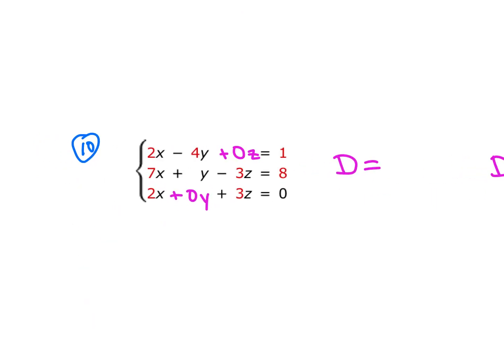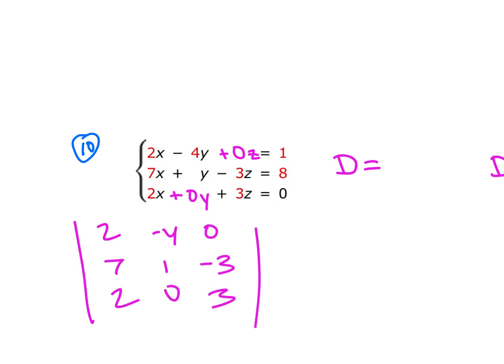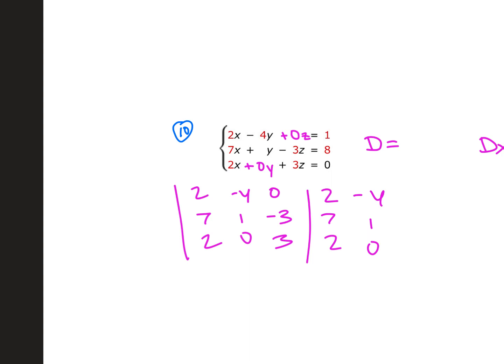So I'm going to write my coefficients. 2, 7, 2, -4, 1, and 0, and then 0, -3, 3. So in order to find your determinant of the coefficients, you're going to recopy the first two columns. So 2, 7, 2, -4, 1, and 0. You're going to take your 3 majors, which is top left, bottom right. So right here, you're going to multiply and add. So we have 2 times 1 times 3, going to be 6. -3 times -4 is 12 times 2 is plus 24. And then 0 times 7 times 0 is plus 0.